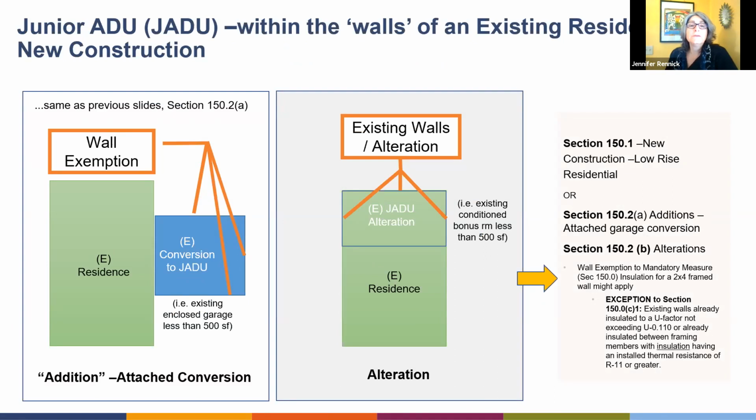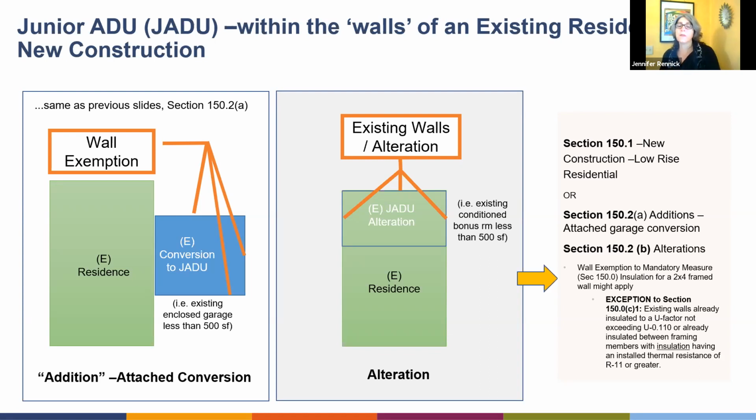Now, junior ADUs, just to clarify, because they are within the walls of an existing residence or within the whole envelope of maybe that new construction that just includes the junior ADU with it, those walls would also qualify for those wall exemptions, and they would be considered existing walls and just part of the alteration.